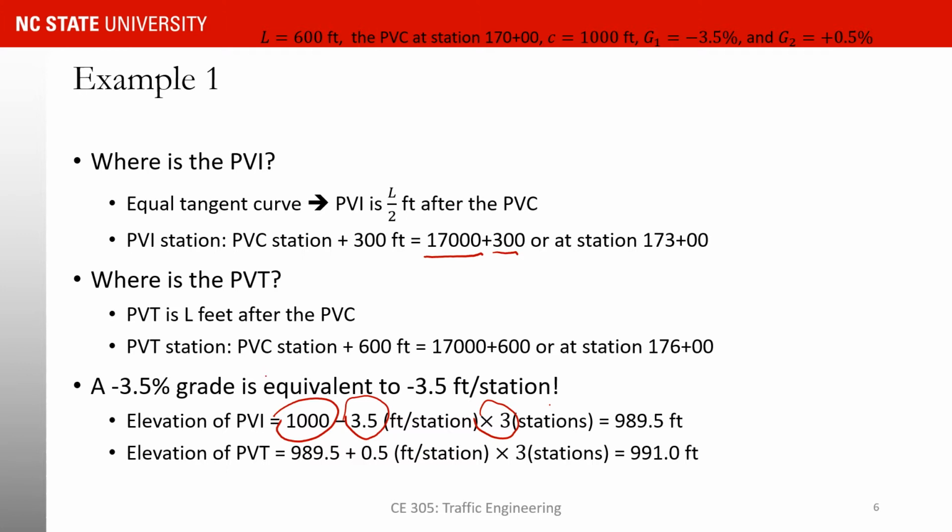And we know that from PVI to PVT, the slope is 0.5 feet per station. That means that per station, the elevation is going to be increased by 0.5 feet. So I have the elevation at PVT, it is 989.5. I know how many stations I have between PVI and PVT, that's going to be 3 stations. And I multiply that by 0.5. So the elevation at PVT would be 991.0 feet.